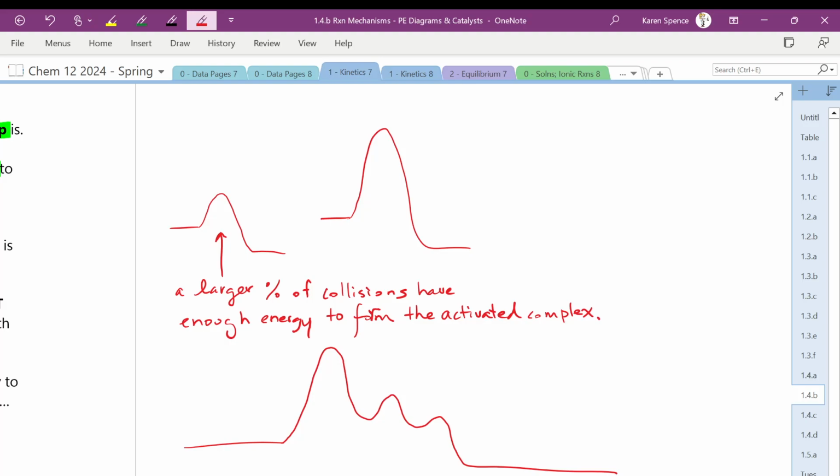Which of those ones is the rate determining step? If we have 3 steps, tell your partner, what do you think? Which is the rate determining step out of those 3 steps? 3 peaks, 3 steps, 3 activated complexes. One, two, three.